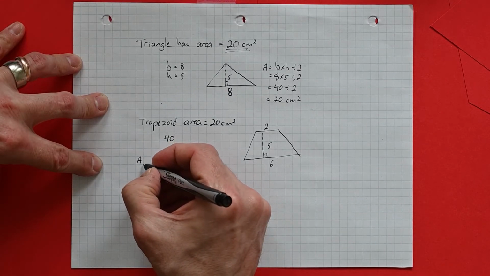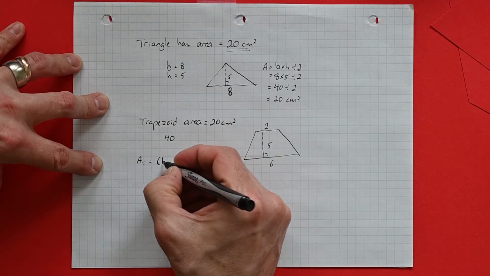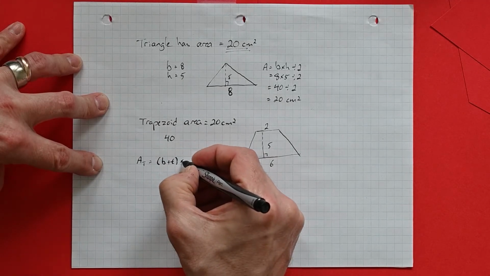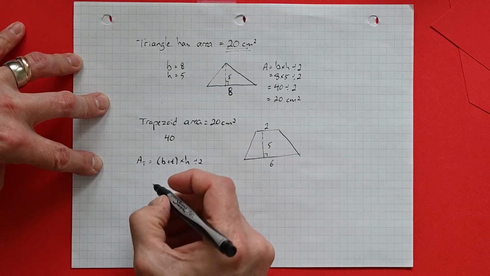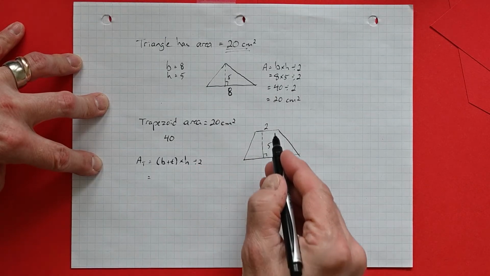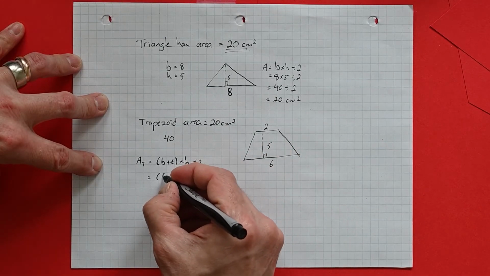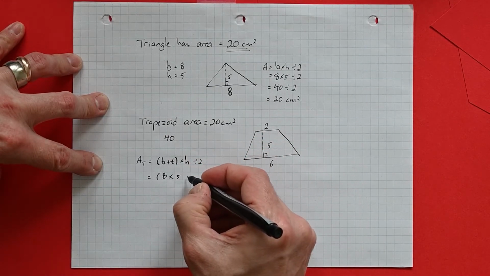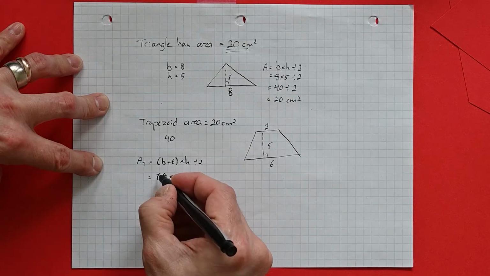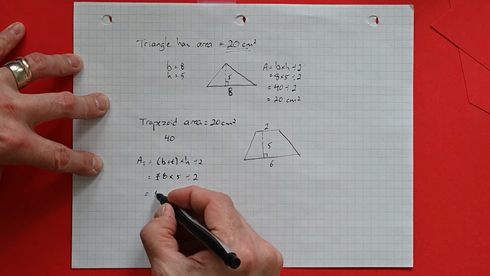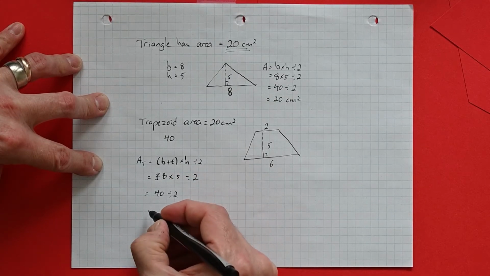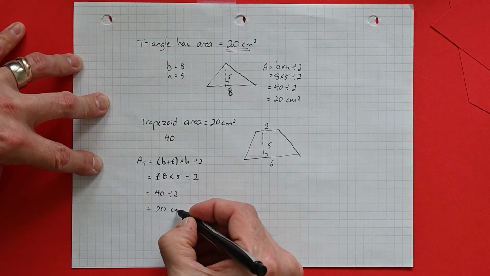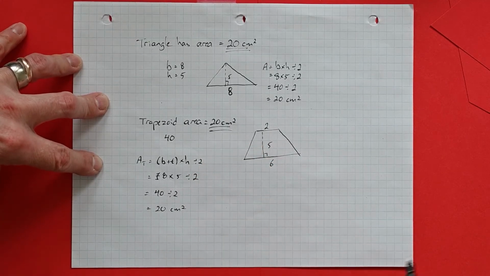So the area of a trapezoid is the bottom plus the top times the height divided by 2. 6 plus 2 make 8. The height is 5, and we have to divide by 2. And that's working just fine. That's 40 divided by 2. And there is the 20 centimeters squared that we wanted.